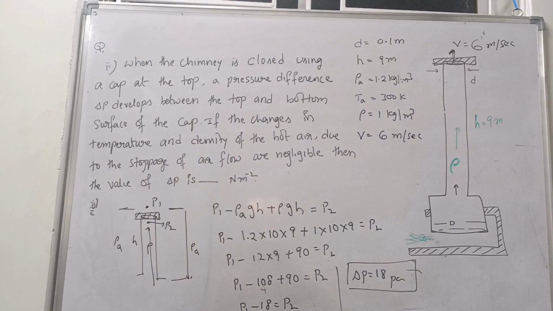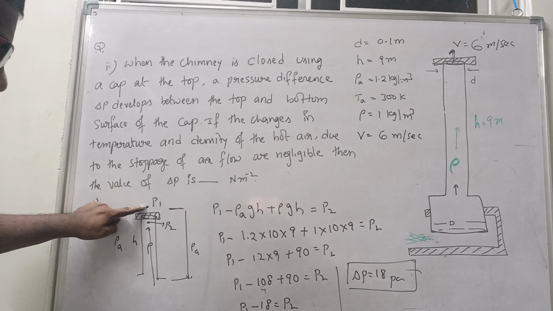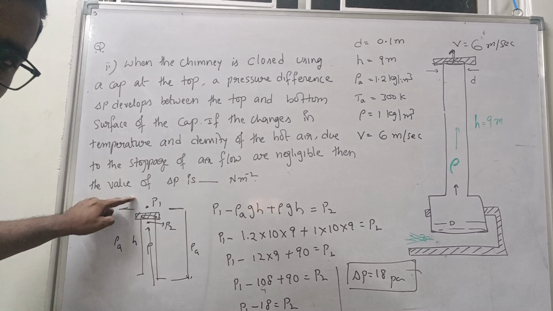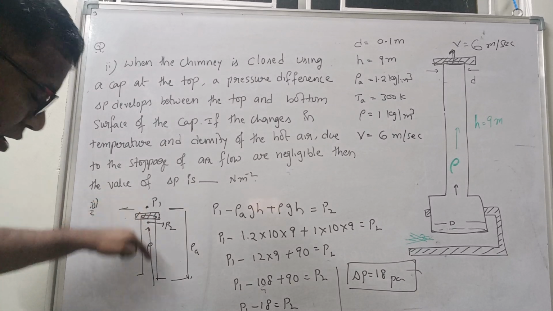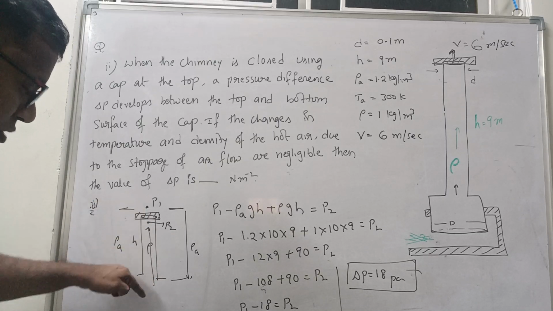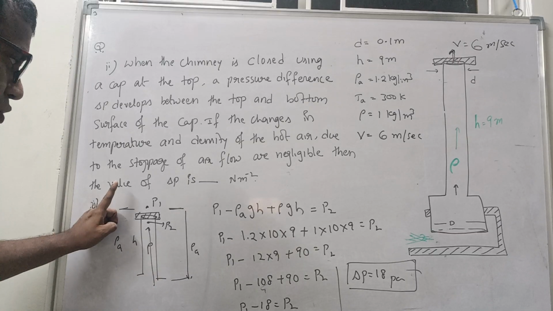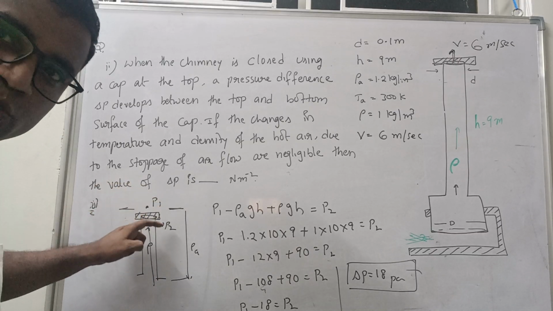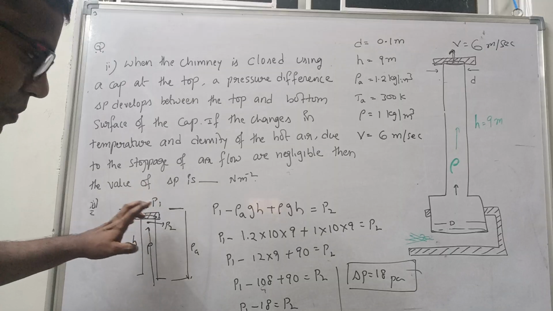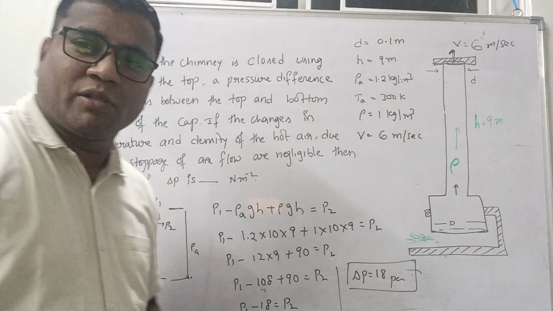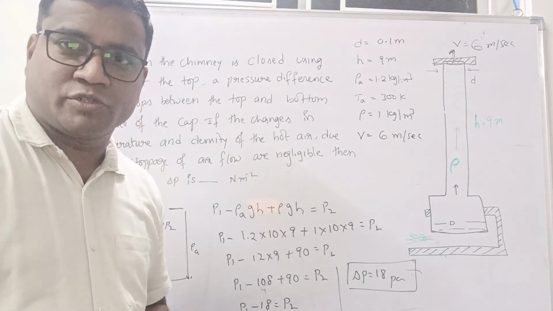So we'll try to understand again. Here I wrote P1. You can also solve from here. I will write P2, going down: P2 minus rho g h. Again I am moving up: plus rho g h, which is equal to P1. Like that also you can write, but both remain the same. So in this manner we can solve this question easily. I hope you understood, right? Thank you.